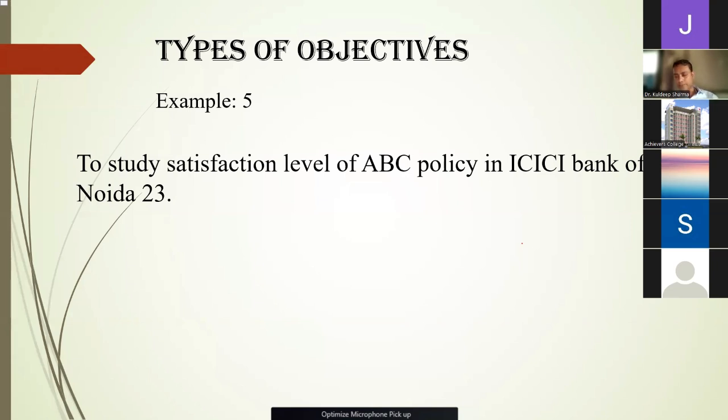Which one is this? Again, two variables. First is satisfaction level. The second one is ABC policy. Okay. Two variables. Okay, next. Anybody else? No, sorry. Satisfaction level of ABC policy, and the second one is ICICI Bank of Noida 23.